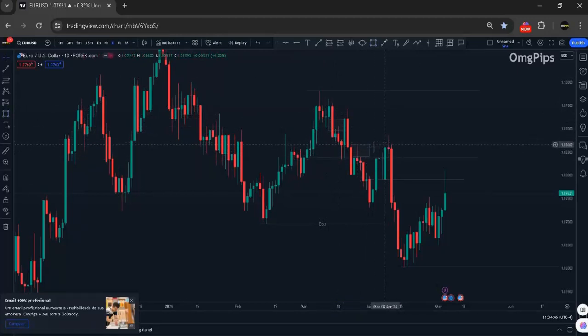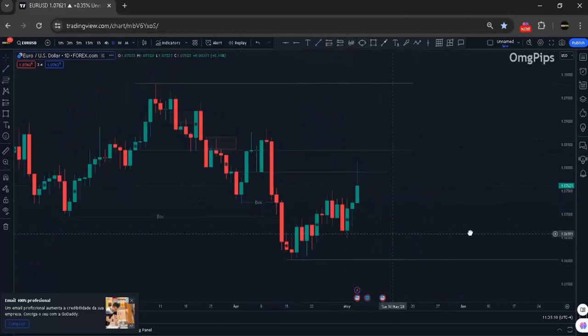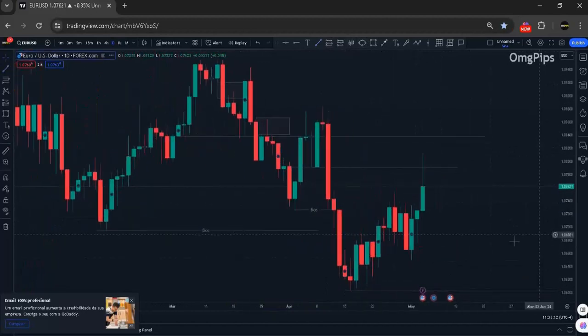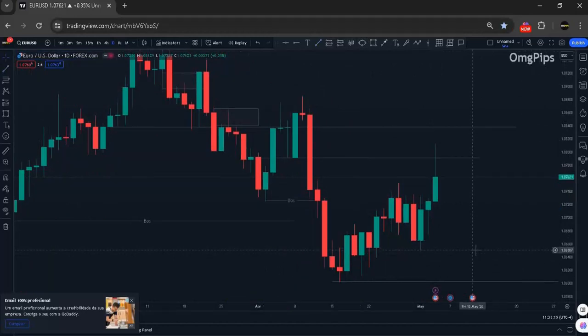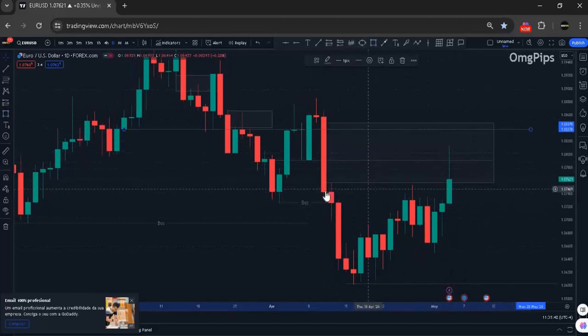Price came back again to mitigate that order block. Then we had this break of market structure right here. We had that break of market structure, and if you look closely, you're going to see we have this fair value gap in here. This fair value gap has the weekly order block inside it.